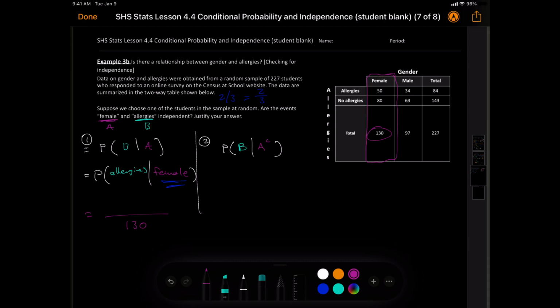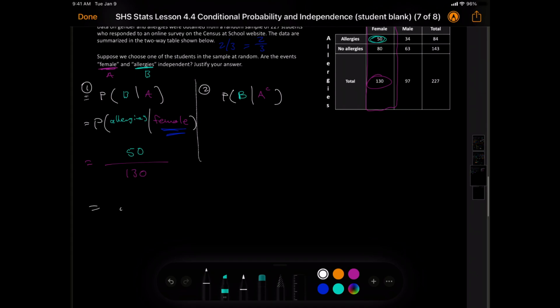Now, given that they are females, here's my condition. I'm not looking at both males and females, just females. How many of those females have allergies? That would be 50. 50 out of 130 gives me, put in your calculator, 0.385. Right now we're testing for independence.